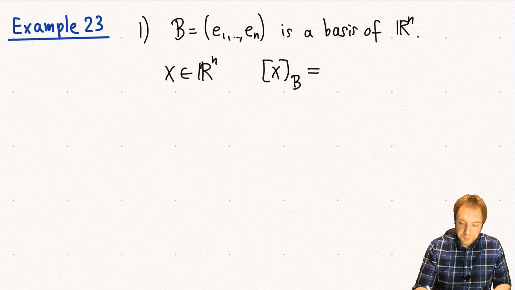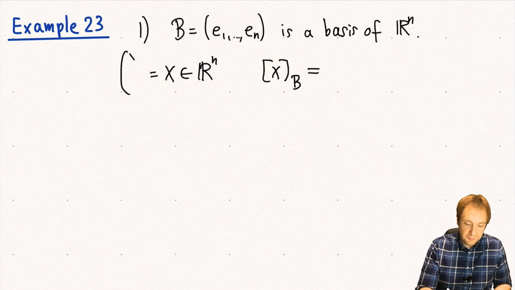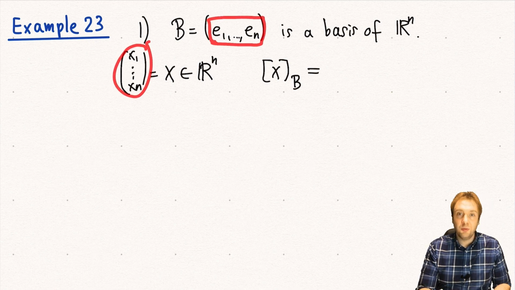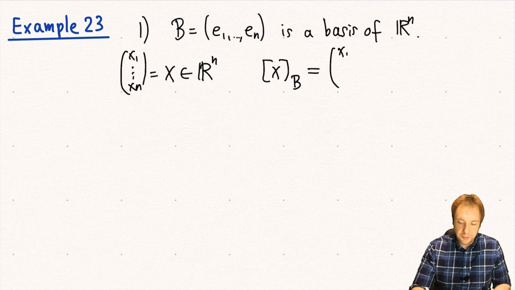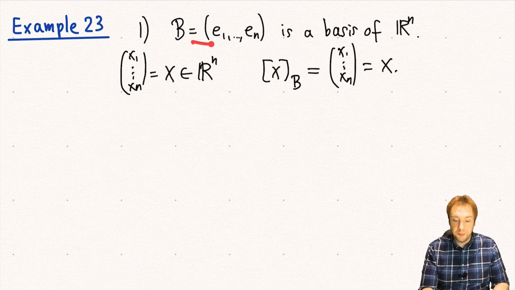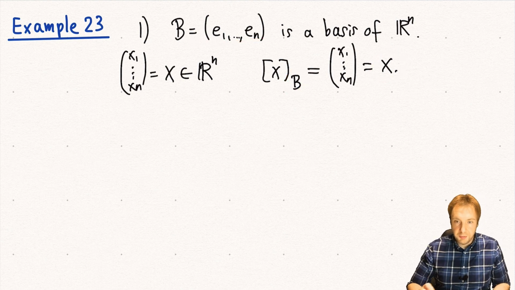Well, in this case, I need to ask myself, how can I write an arbitrary vector as a linear combination of these basis elements? If I have a vector x1 up to xn, how can I write this vector as a linear combination of these? Well, I take x1 times e1 plus x2 times e2 up to xn times en. Therefore, the entries here are exactly x1 up to xn. So in this case, it's just the vector x itself. The coordinate vector of some vector x in Rn with respect to the standard basis is just the same vector. So in this case, this is maybe not so interesting.